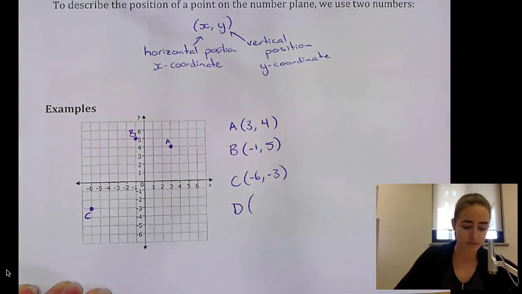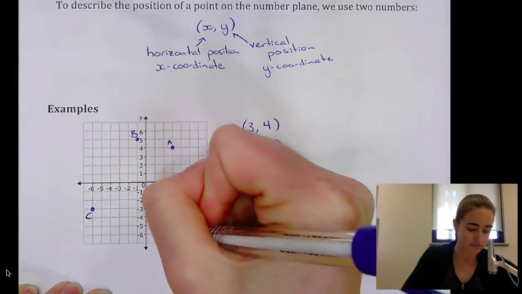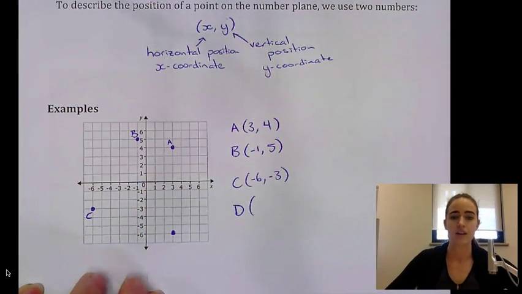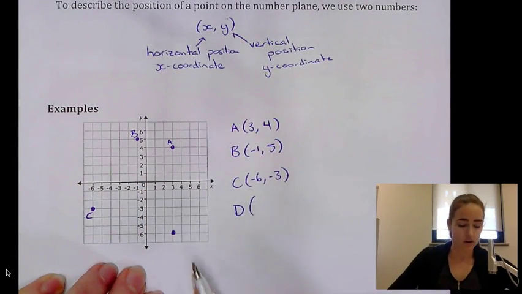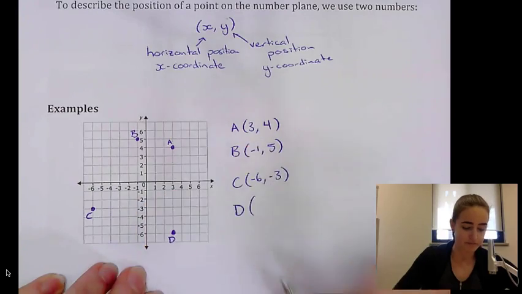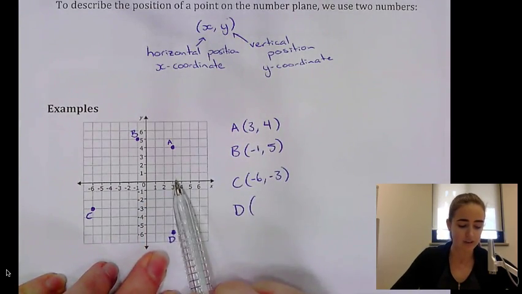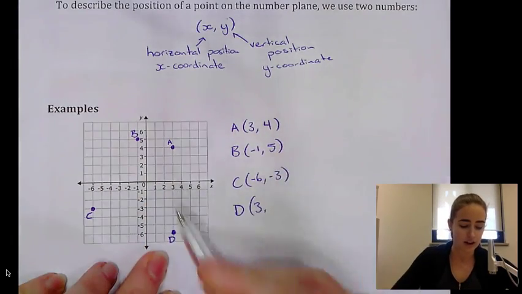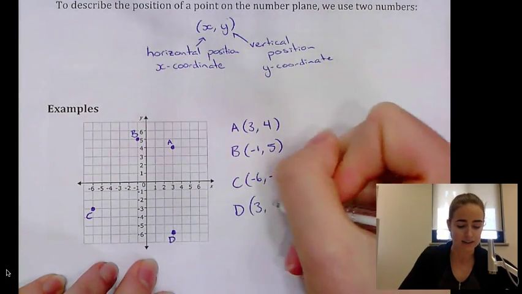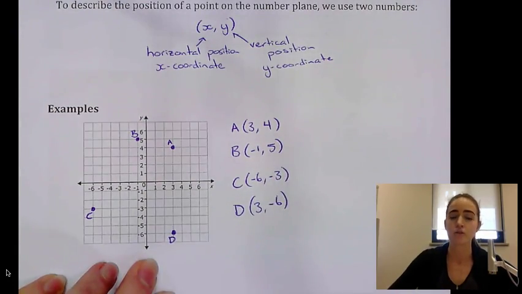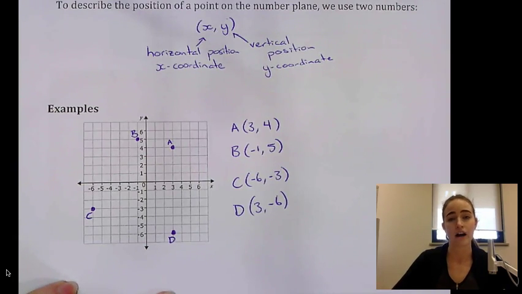All right, 2 more. So D, we'll put it here. So if we have that point there, it's going to have an x coordinate of 3 and a y coordinate of minus 6. So it's really important the order that you write those numbers down, because one tells us the horizontal position, one tells us the vertical position.